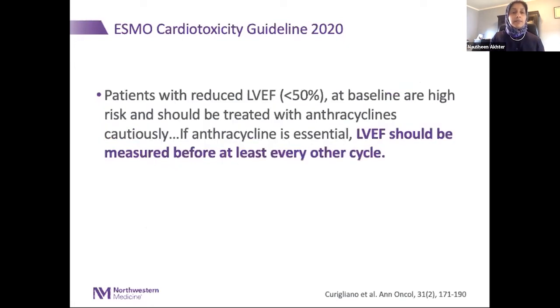Those patients who present with a low EF at baseline are considered high risk, and anthracycline should be given cautiously. But if it is essential, then an EF should be measured before at least every other cycle.